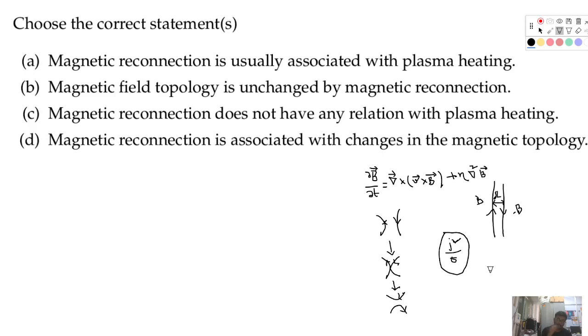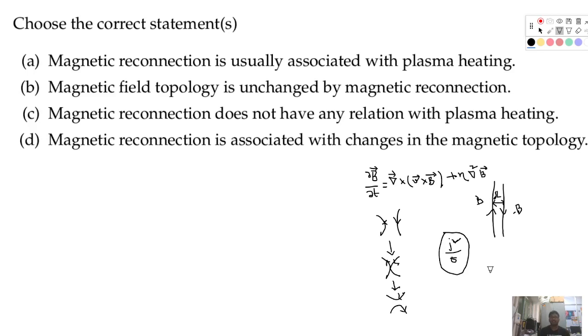Also there is another process apart from heating: the magnetic energy can be changed to the kinetic energy of charged particles present in that localized region, such that the charged particles get accelerated. Okay.